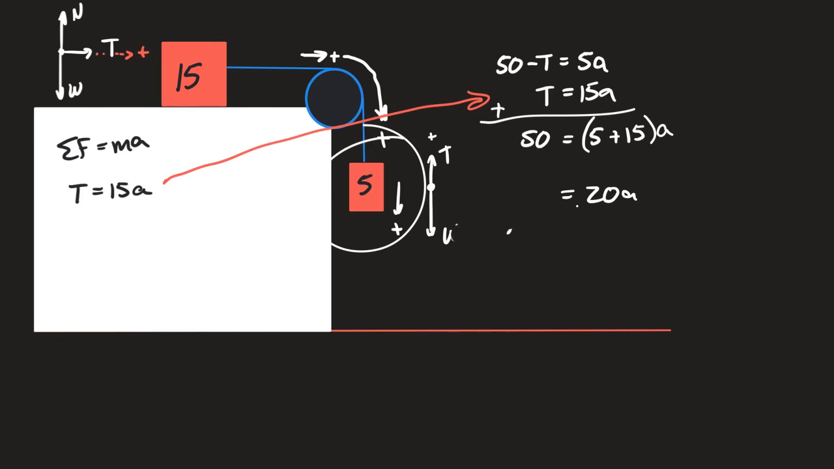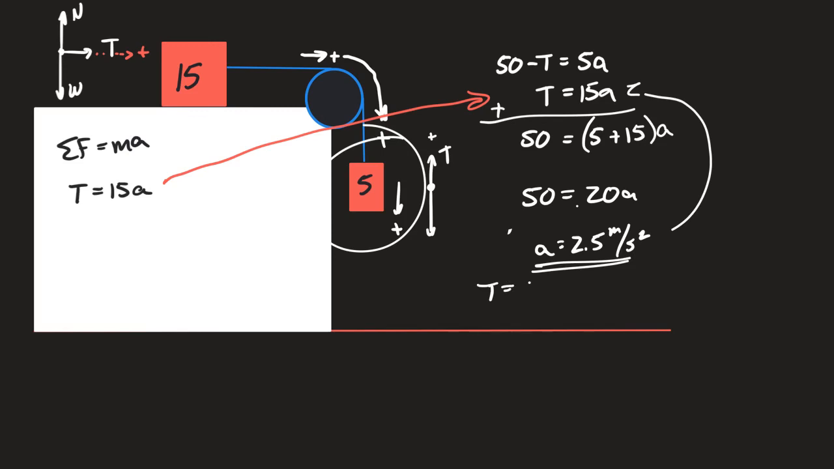Anyways, long story short, you find that the acceleration is 2.5 meters per second squared. To find the tension, you plug that back in for a here. So T equals 15 times 2.5, which is 37.5 newtons, which is less than 50. And we're done. I'm going to move on to the next one.